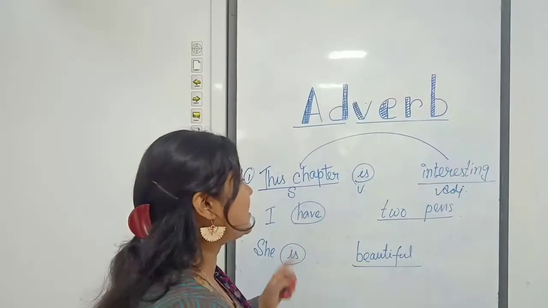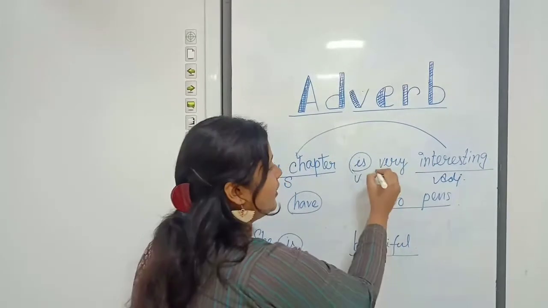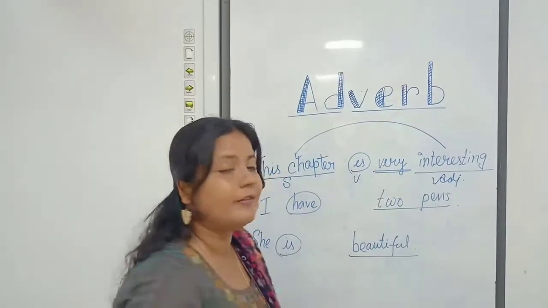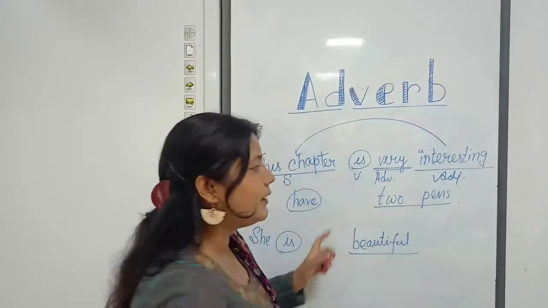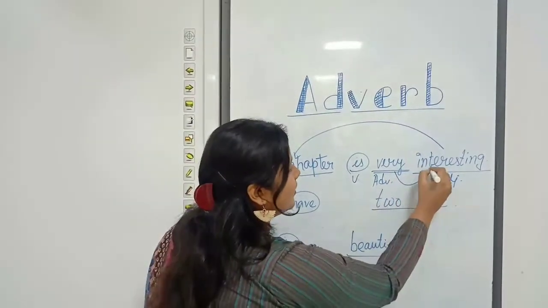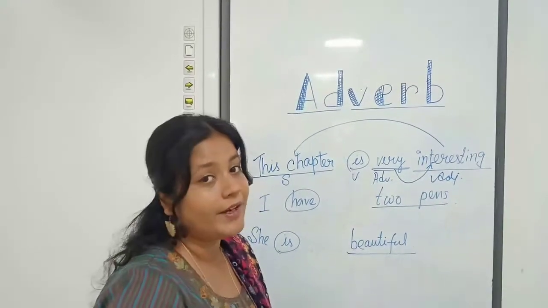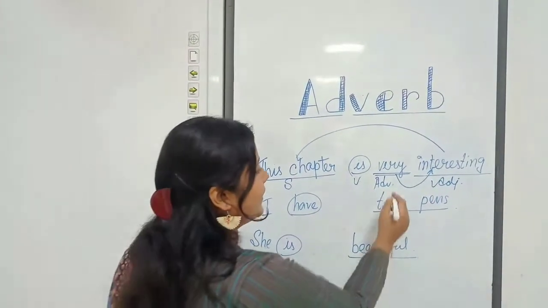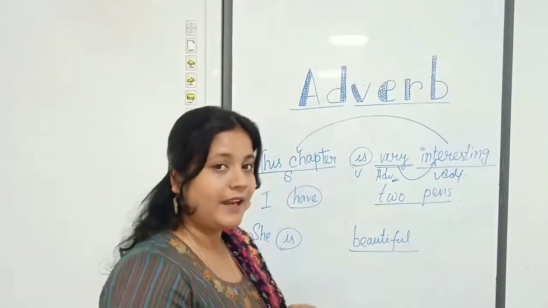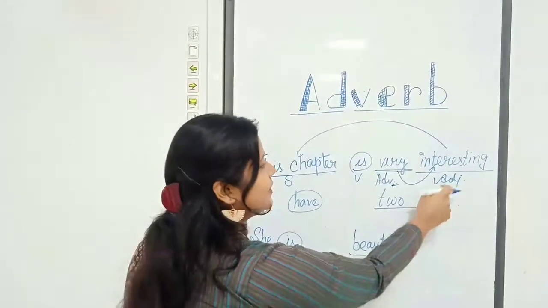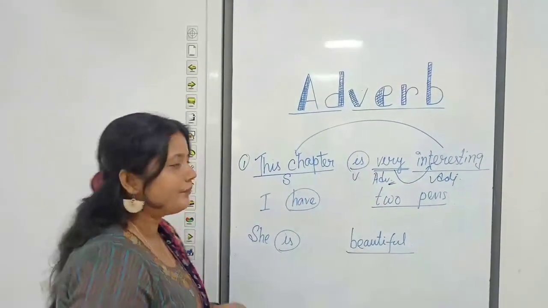Now if I say this chapter is very interesting, what about this word? We have already learned that very is an adverb. So the word very is describing interesting. How much interesting? Very interesting. So here the adverb is describing the adjective interesting, whereas interesting, the adjective, is describing the subject, chapter.